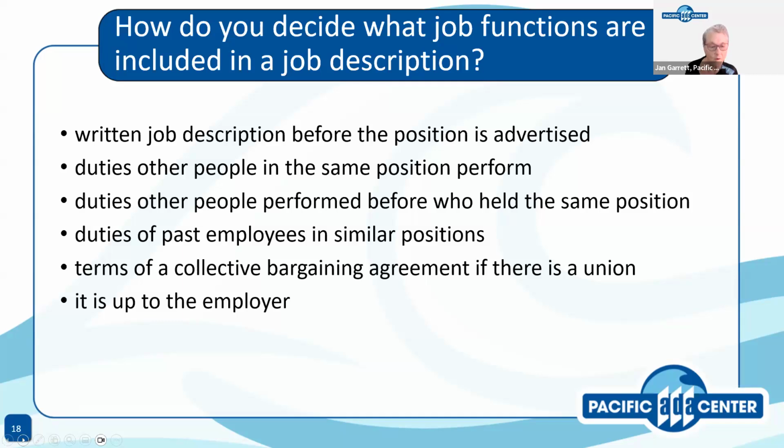And you also want to list duties of past employees in similar positions, as long as they apply to that particular position. If you have a union employer, you need to look at the terms of any collective bargaining agreement you have to see what those terms say about the job functions and what's included in the job description. Ultimately, the job description is up to the employer. Employers should be very careful to make sure that when they list which job functions are essential and which are marginal, which we will talk about, that they are being clear about that and that they are not requiring things that are not really required in order to be able to do the position.